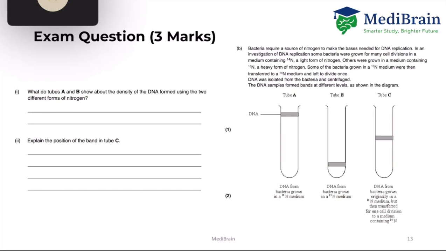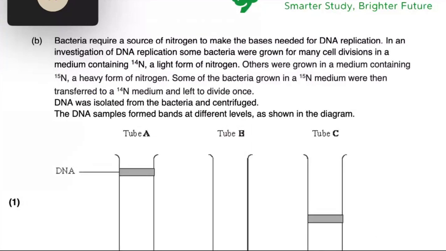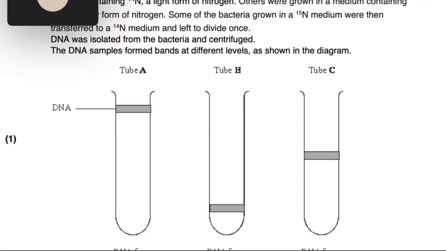Next question. It says bacteria require a source of nitrogen to make the bases needed for DNA replication. In an investigation of DNA replication, some bacteria were grown for many cell divisions in a medium containing 14N, a light form of nitrogen. Others were grown in a medium containing 15N, a heavy form of nitrogen. Some of the bacteria grown in a 15N medium were then transferred to a 14N medium and left to divide once. DNA was isolated from the bacteria and centrifuged.